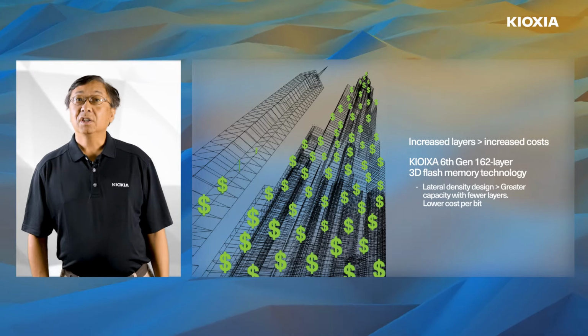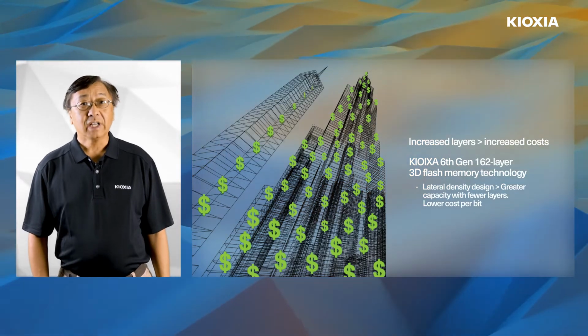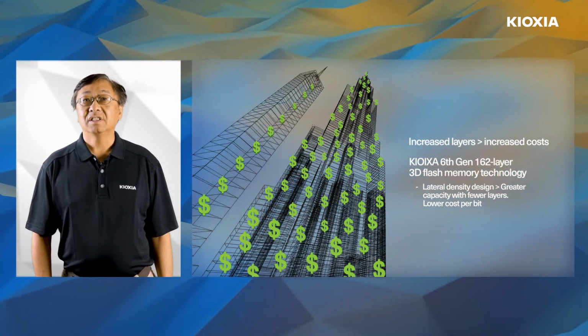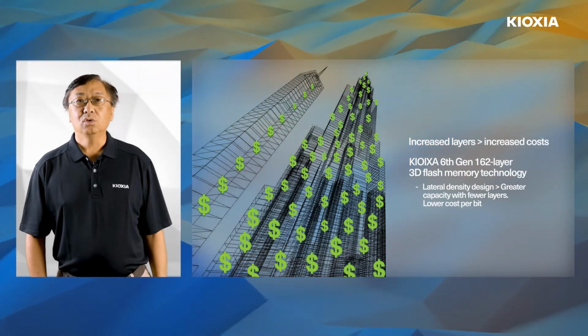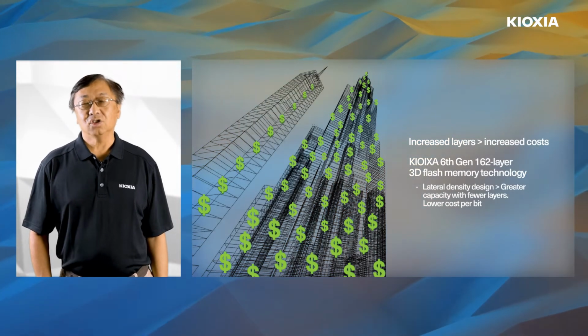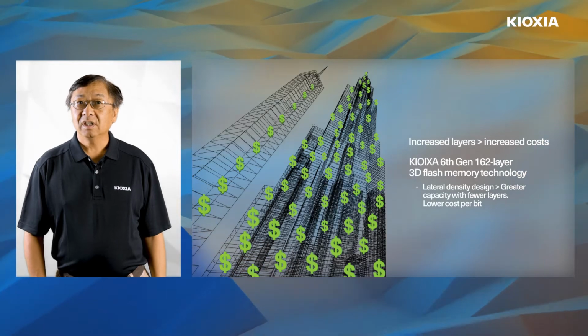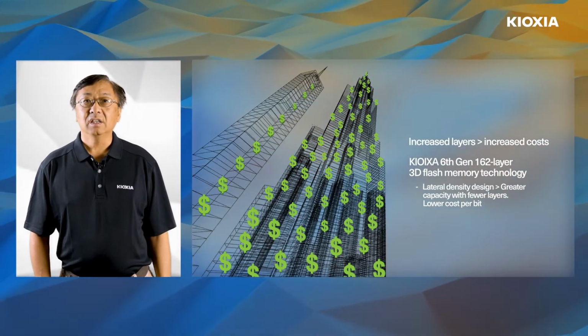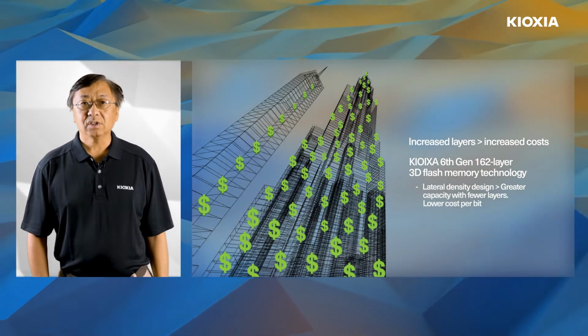Exactly, and this illustrates the significance of lateral density as seen in Kioxia's 6th generation 162-layer 3D flash memory technology. With lateral density, we achieve greater capacity in a smaller die with fewer layers.